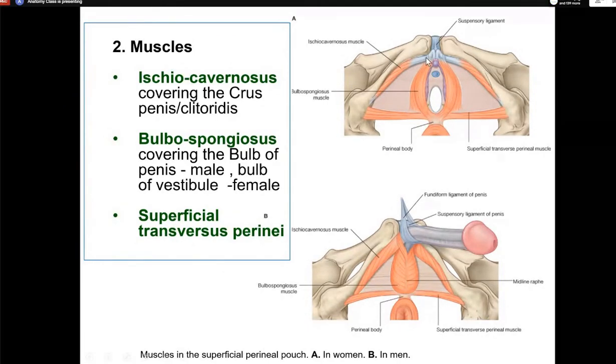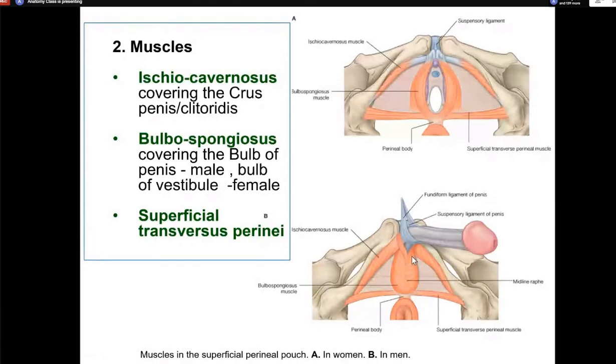Now, next one, you just see this one, the bulb of the vestibule. The bulb of the vestibule is covered by another muscle that is known as the bulbospongiosus. So the bulbospongiosus and ischiocavernosus, these are the muscles present both in the male and the female. Now in the male also same thing. The ischiocavernosus and the bulbospongiosus. These are the muscles which are present over here in the superficial perineal pouch.